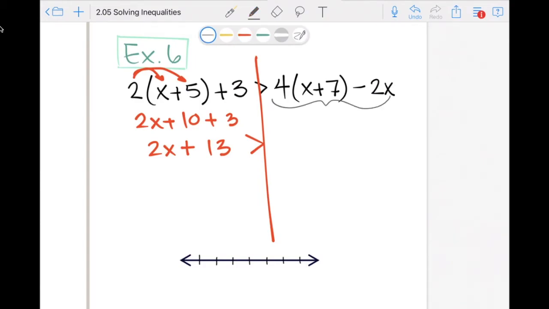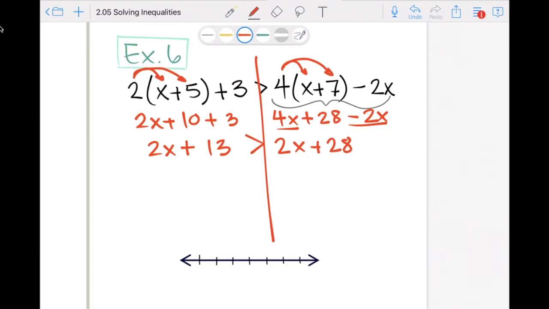Now, can I simplify the expression on the right side of the inequality? To that, I say yes again. So 4 times x is 4x. 4 times 7 is 28. And then I bring down my negative 2x. Again, we're combining like terms here. 4x minus 2x is 2x, and I'll bring down my 28.